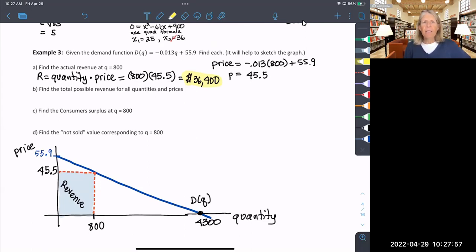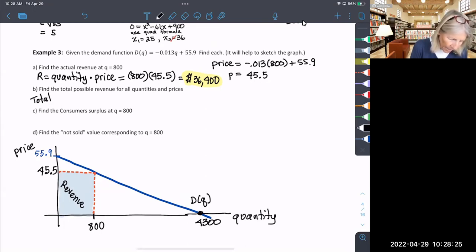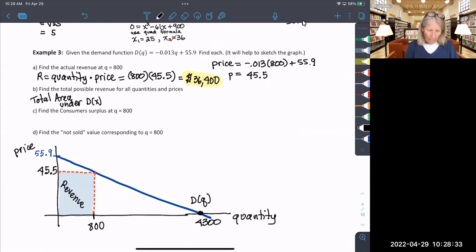Okay, now the next thing says, find the total possible revenue for all quantities and prices. If you want the total of all the revenue, it would be the full area under this demand function. So I'm going to put it this way, the total area under this demand function, D of x, right? If you look at it, it's a big triangle, isn't it?